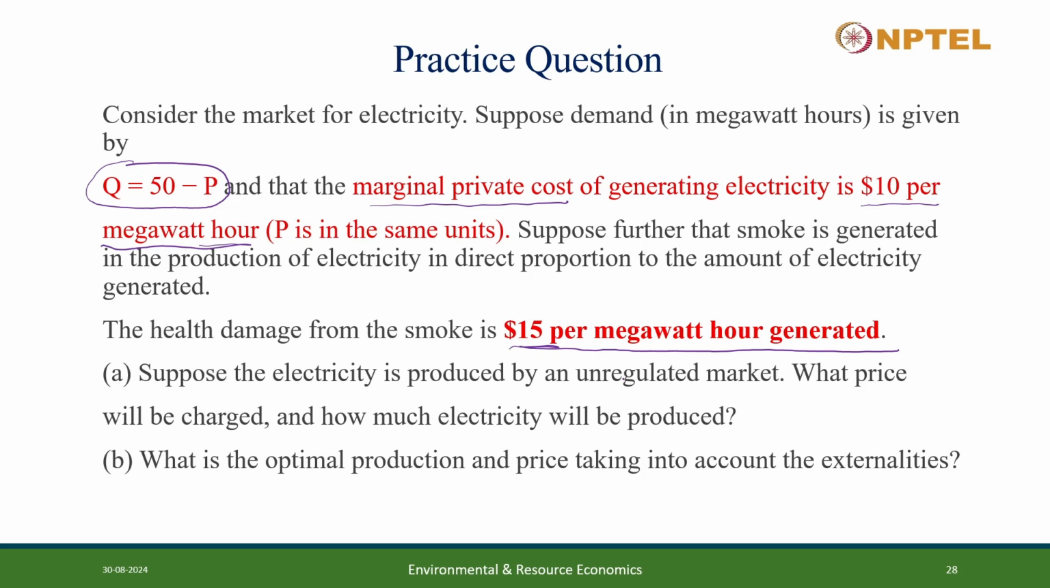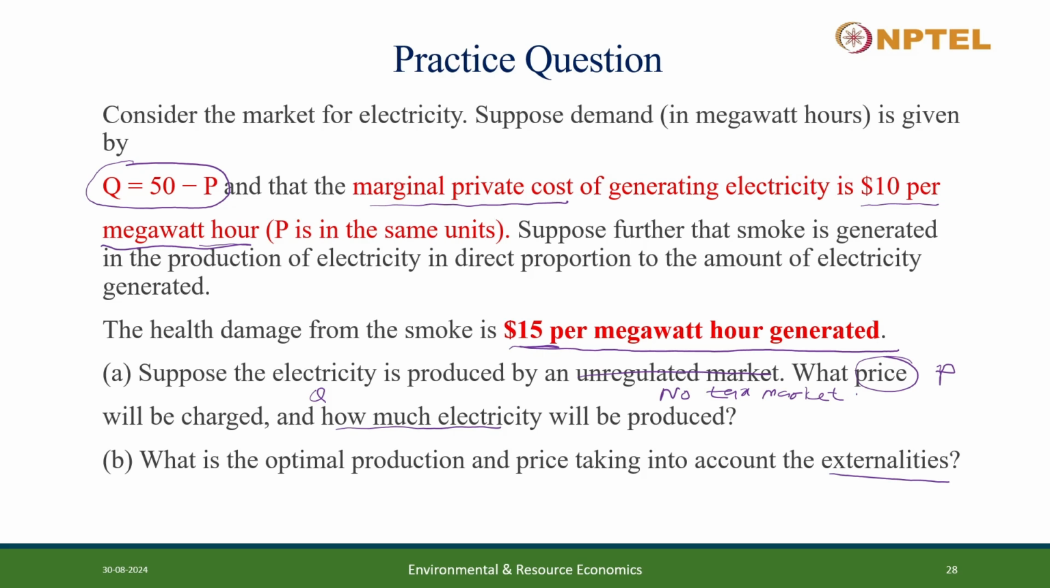First of all, let's say the market is unregulated. If there is no tax, then what will be the price and what will be the quantity? You have to find the value of P and Q. Next, what is the optimal production and price taking into account the externalities? So you have two questions. Initially, when there is no consideration of externality, what will be the level of production? And when you consider the externality, what will be the level of production and the price?